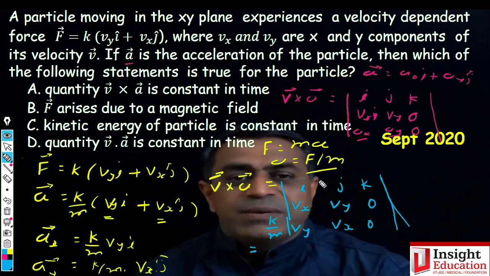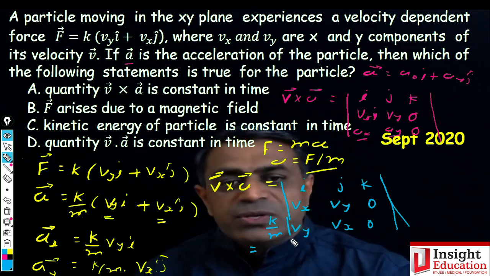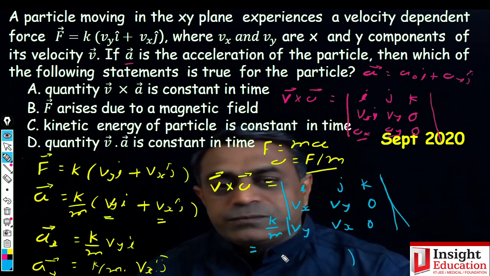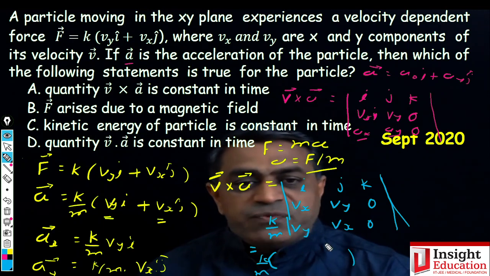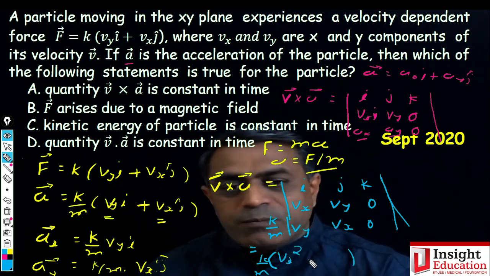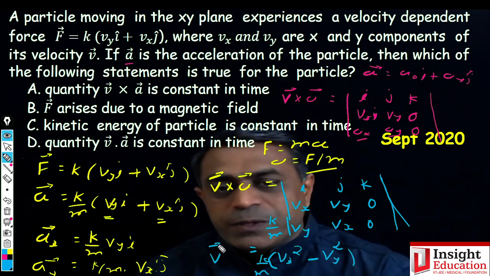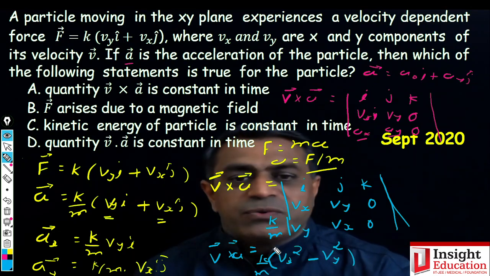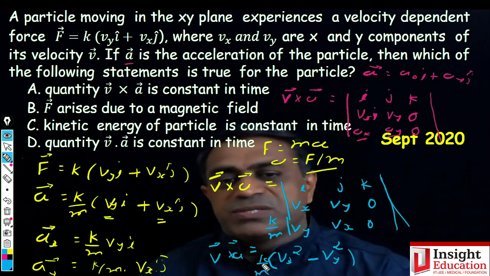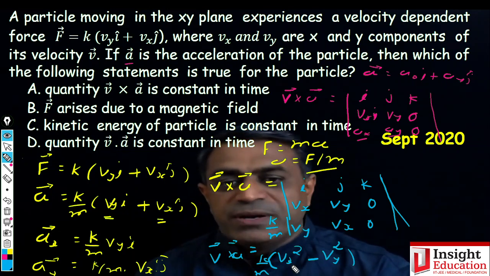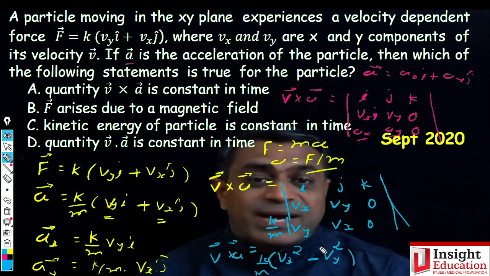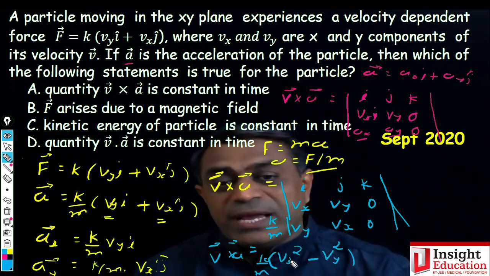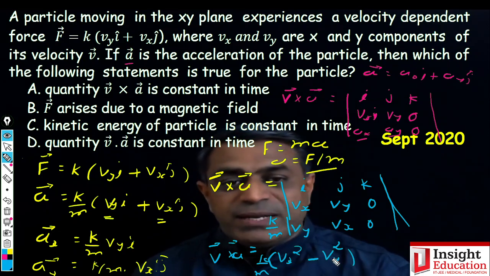Okay, if I simplify it, k by m as it is, k by m as it is, Vx square minus Vy square. So you can say V cross A is equal to k by m times Vx square minus Vy square. Now k is constant, m is constant, but Vx square minus Vy square, is that constant? At present we can't say anything. So now calculate Vx square minus Vy square.